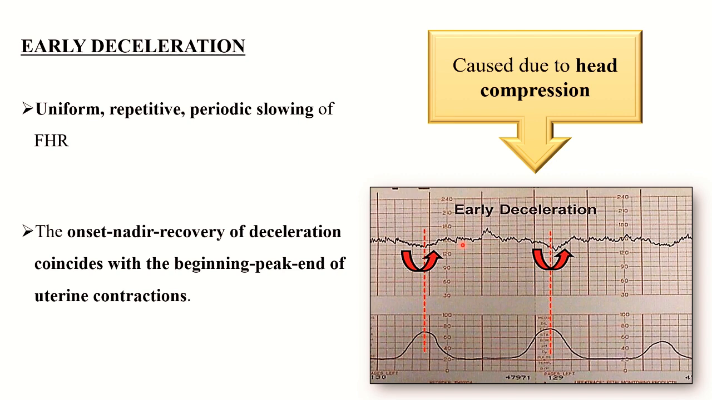This early deceleration mainly happens because of the head compression of the fetus. Whenever there is uterine contraction, the fetus is pushed down and the head gets compressed against the perineum, resulting in the occurrence of early deceleration.